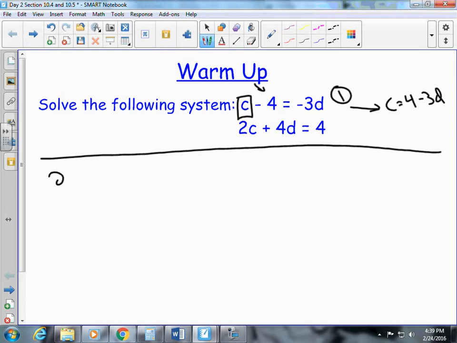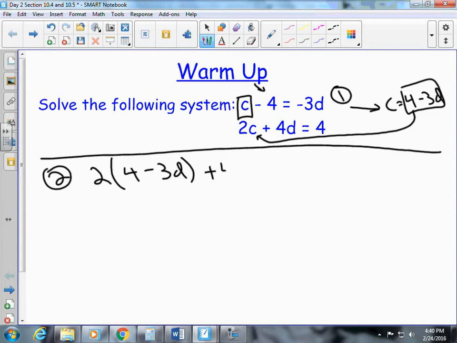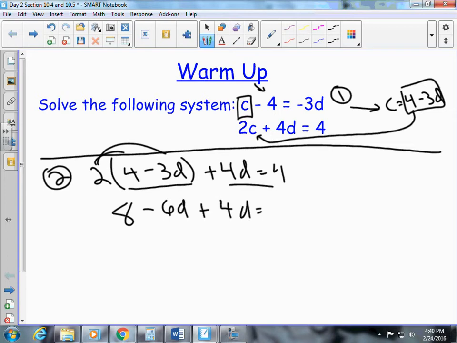Now remember, in step 2, what we have to do is take what we know c is equal to and plug that into the other equation. So it looks like 2 times that c value, which is now 4 minus 3d, plus 4d equals 4. Instead of c, I've replaced that with 4 minus 3d, and I've finished writing the rest of the equation. Now I have a little bit of work to do. I have to distribute the 2. That gives me 8, 2 times negative 3 is negative 6d, plus 4d is equal to 4 still.